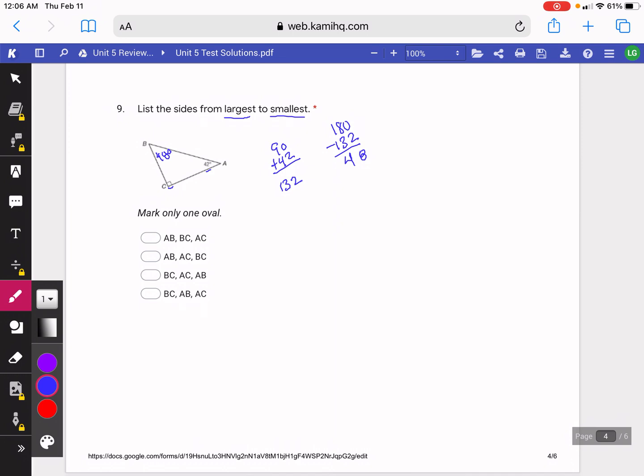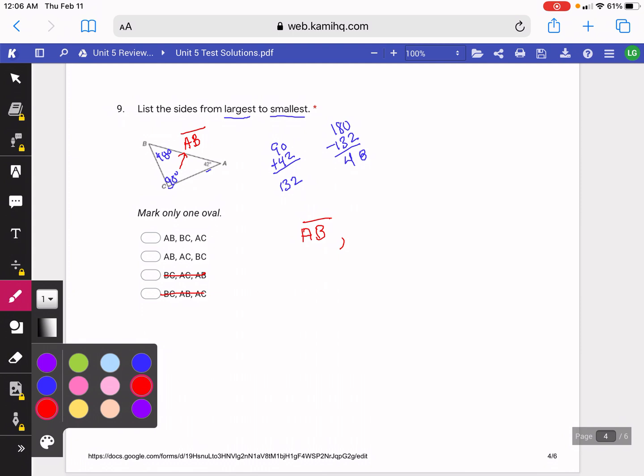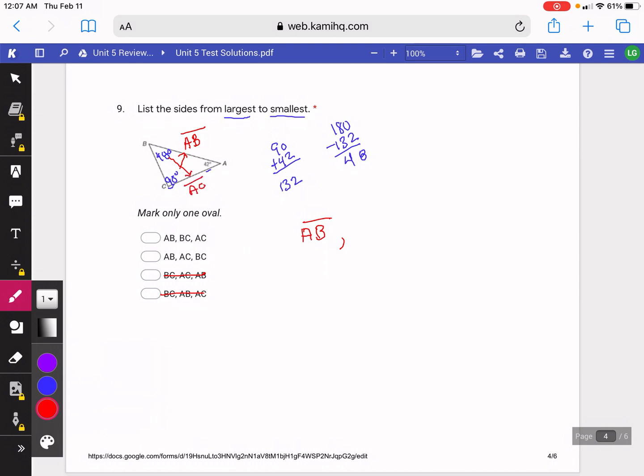Now that I know that angle, we're going to look largest to smallest. So the largest angle would be the right angle, which is 90 degrees. And you look opposite that. So that one would be opposite side AB. So AB would be the largest side. So I can X out this one and this one. My next largest angle would be 48 degrees. And that's opposite this side here. This is side CA or AC. So that would make this our answer.